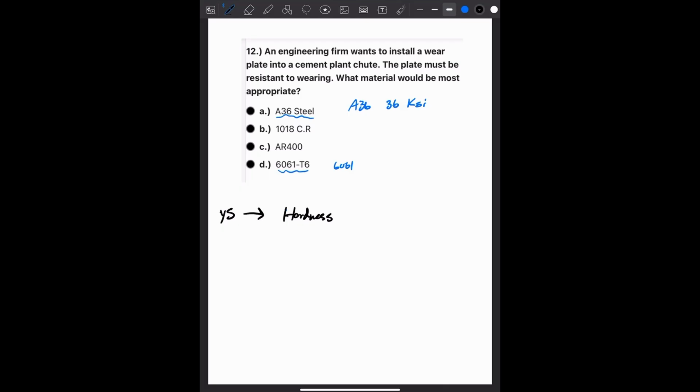So looking through these options, right off the bat, 6061 looks like a bad option. It wouldn't be used in this sort of environment. A36 is a structural steel, probably not a good bet. 1018 cold rolled is a little bit better, but still not a great option. Cold rolled is going to give some work hardening, so it would be a little bit harder. AR400 is commonly used in this type of application because the AR stands for abrasion resistant.